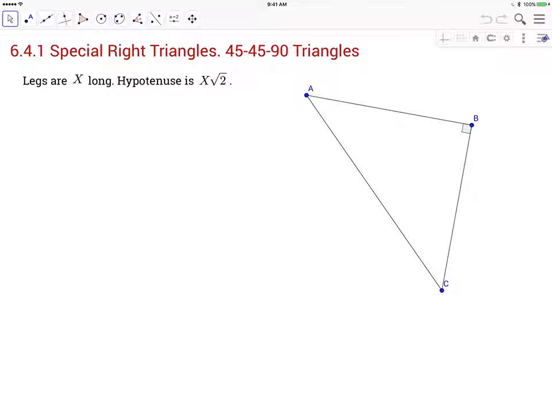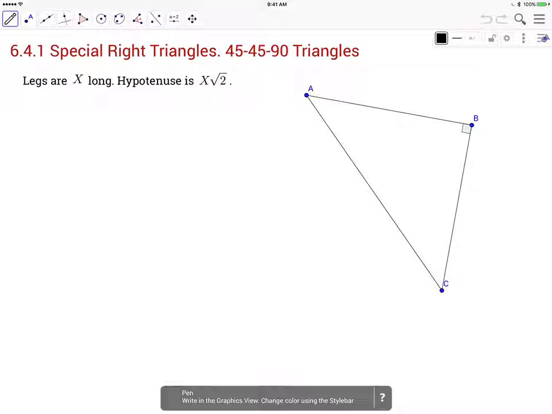All right, here is 6.4.1. We're going to pivot a little bit away from the Pythagorean theorem and its implications for its converse and think a little more clearly about some specific types of triangles. First, we're going to deal with 45, 45, 90s in this screencast. We'll move to 30, 60, 90s, and then we'll broaden it so that we can think about any kind of right triangle.